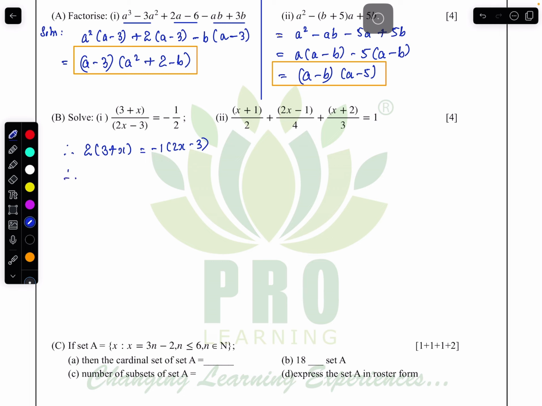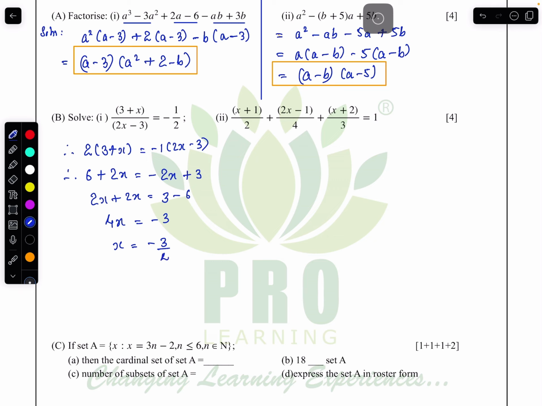So therefore we get 2 times 3 makes 6 plus 2x is minus 2x plus 3. So we're going to pull all the x's together and the numbers on one side. So 2x plus 2x is 3 minus 6. 4x is minus 3. x is minus 3 over 4.